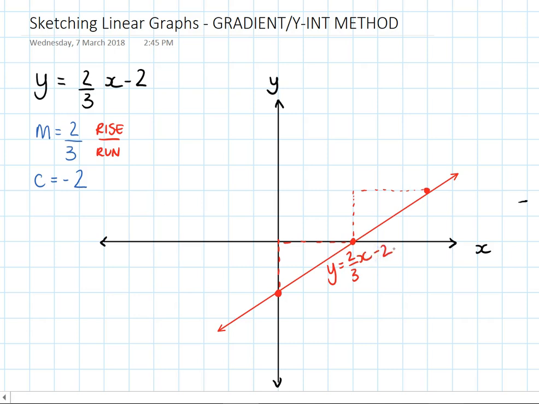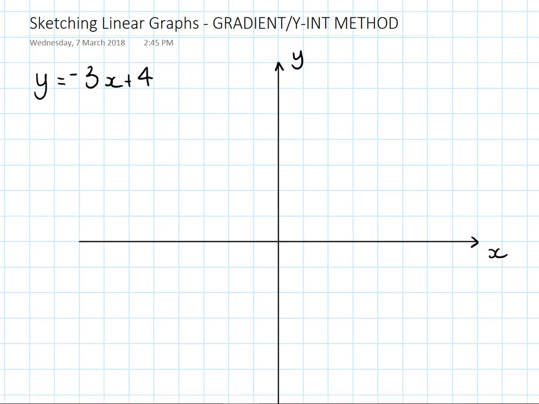Let's look now at a line with a negative gradient. This equation is y equals -3x plus 4. So it doesn't matter whether it's a positive or negative gradient, we follow the same steps. So we begin by identifying the gradient, which in this case is -3. I sometimes write it as a fraction as well, because I know I'm going to be using rise over run. Having it as a fraction can really help me know what my rise and what my run is. In this case, my c value is 4.